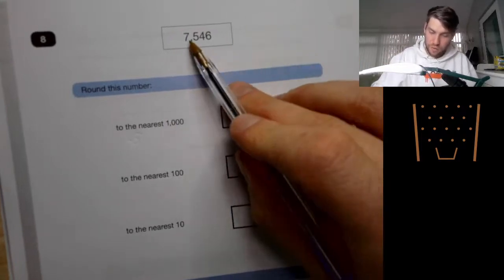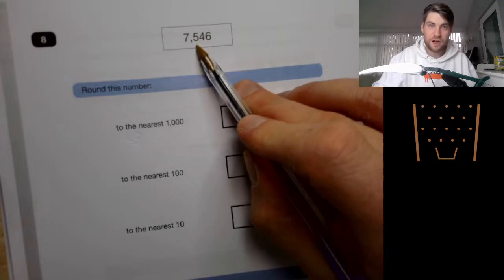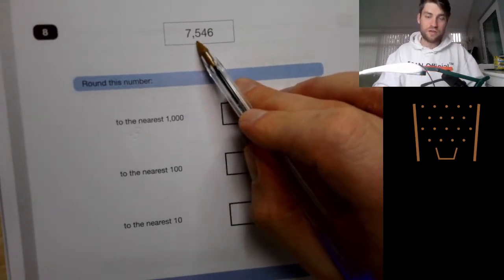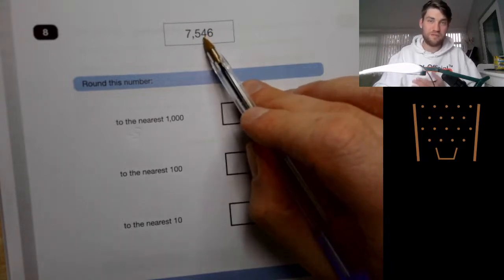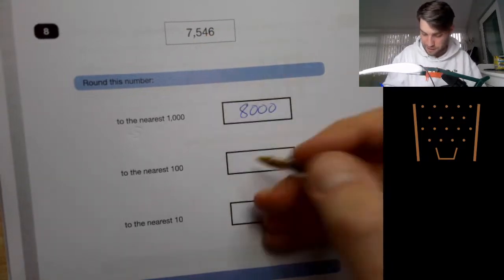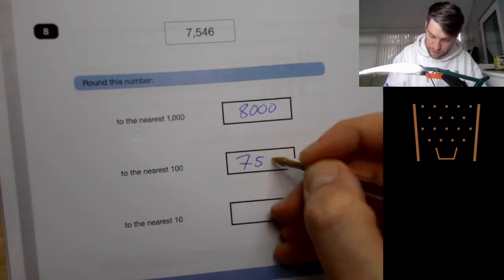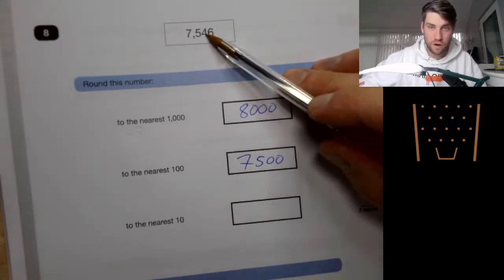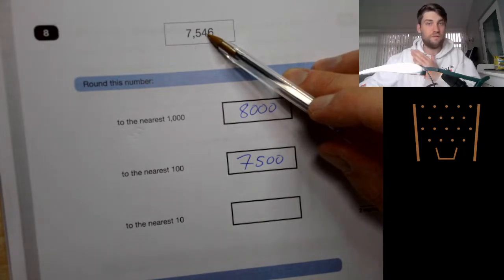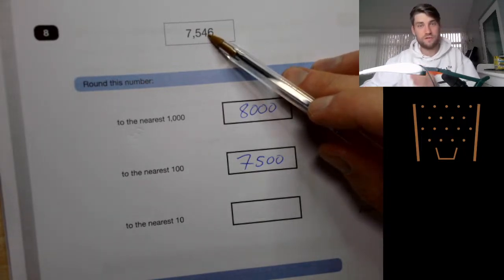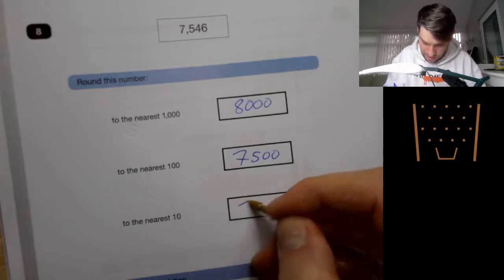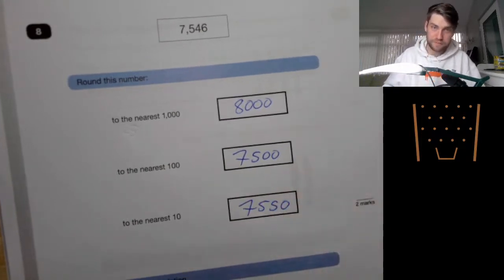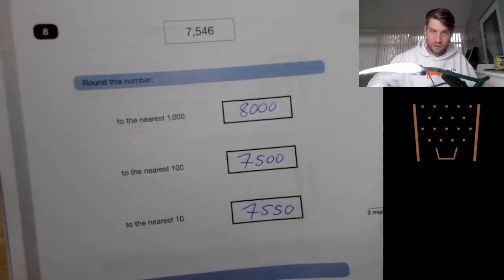Now the nearest 100. Your answer is either going to be 7,500 or 7,600, and it's closer to 7,500 because it's a 4 as well. So that means 4 or below, you stay as it is. 7,500. And so the nearest 10, it's either going to be 7,540 or 7,550, but it's closer to 7,550, so it's going to go to that instead. 7,550. All right, next one.